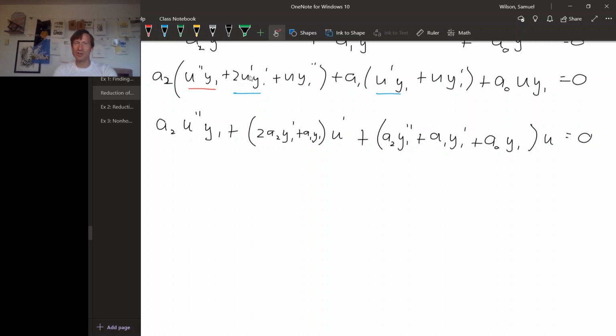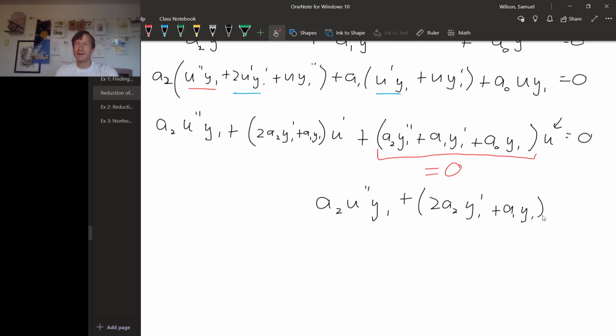Well, if you look at this equation, this big chunk in parentheses is the original differential equation, but with y sub 1 in it. And we notice that whenever we see this, it's equal to 0. So that whole chunk in parentheses is gone, and it takes out this u along the way. So we're left with a sub 2 y sub 1 u double prime plus 2a sub 2 y1 prime plus a1 y1 times u prime equals 0.